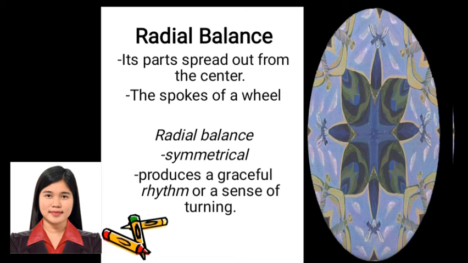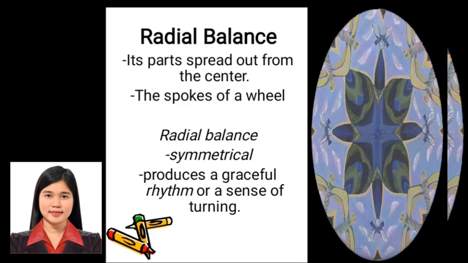So when a design exhibits radial balance, its parts spread out from the center. The spokes of a wheel is an example of radial balance. Radial balance is also symmetrical and often produces a graceful rhythm or a sense of turning. So we are done with the three basic kinds of balance. Now let's proceed to the next principles of graphic design.